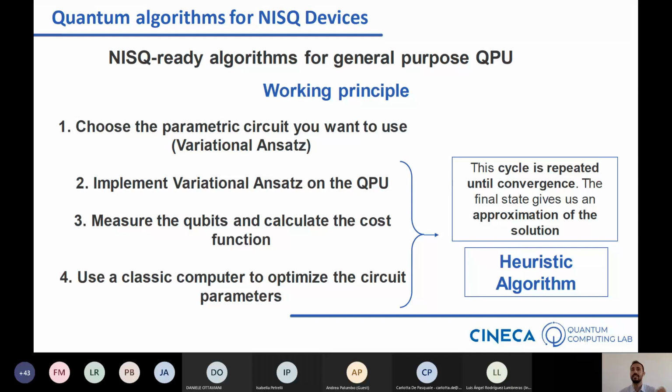And as we have seen, it's a loop. Once the optimizer tells you what your new gammas are, you implement them again in your QPU, then you measure, and then you optimize again. So the initial choice of the circuit is left unchanged. What you change is the parameters. And this is very similar to a heuristic algorithm.